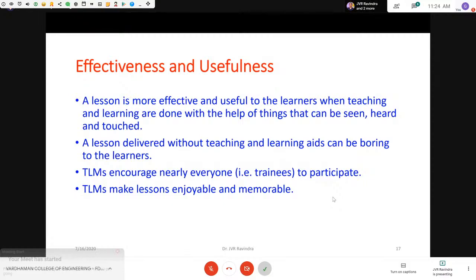This is what I call course delivery, and this is the lesson plan, which is the most important thing. Again, I'm telling you, what to teach you don't require, because you are the best. But how to teach is the most important thing, and TLMs encourage nearly everyone to participate. That's what I'm telling you. So you can start, or else you can ask a question.